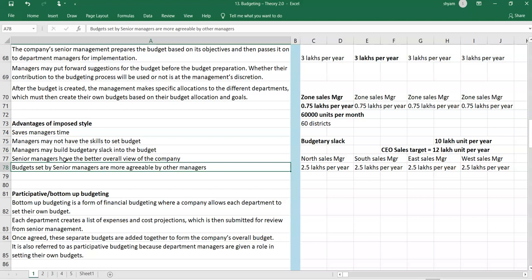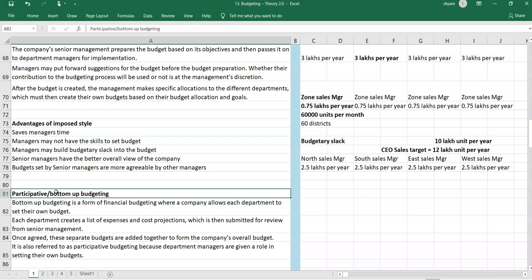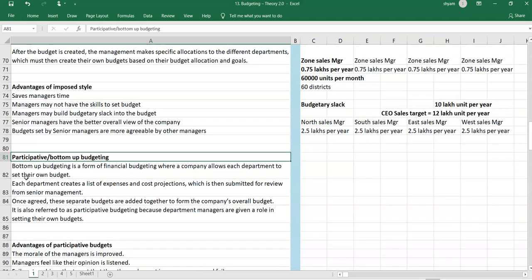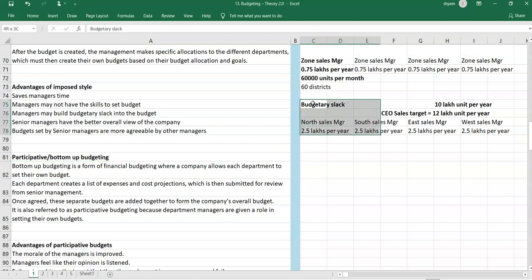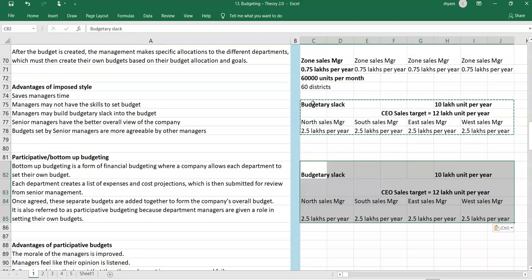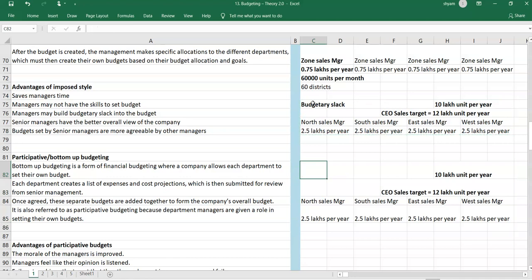So how do we know what the disadvantages are? We will find out in the next topic. Okay, in the next topic we'll get that idea. The next topic is called participative or bottom up budgeting. What is participative or bottom up budgeting? What we saw in budgetary slack is the opposite. In participative budgeting, the CEO asks the lower level managers to give a target.